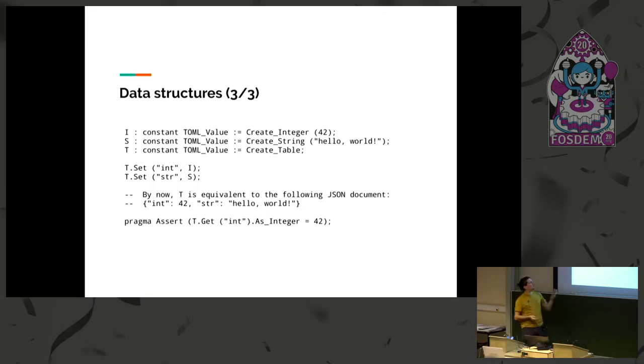Anyway, so this is what using the API looks like to build values. It's quite straightforward. Here we create an integer, a string, and then an empty table, and then we fill the table with the values that we just created before. If you're familiar with JSON, when the execution reaches the comment, you have in T a document that is equivalent to this JSON document.